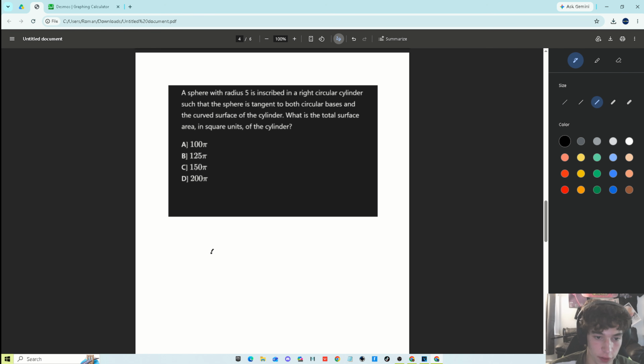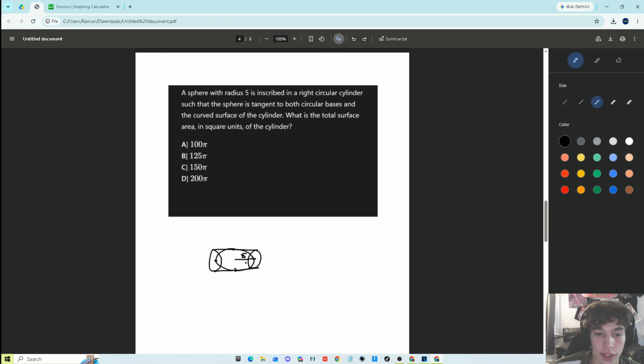So let's draw the cylinder first. So got the circular bases and the height right here, and then we'll just draw the sphere. So it's tangent to these edges right here and the center of the circular bases. So let's just pretend that my oval here is a sphere, and then it has a radius 5. So this length is 5. Sorry, that's a bad 5, but that length is 5. So we know radius is 5.